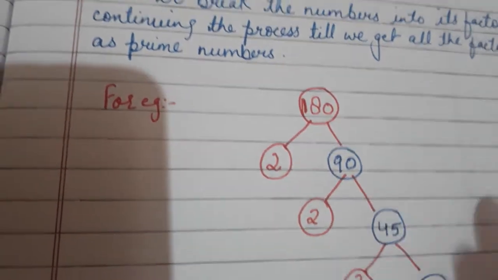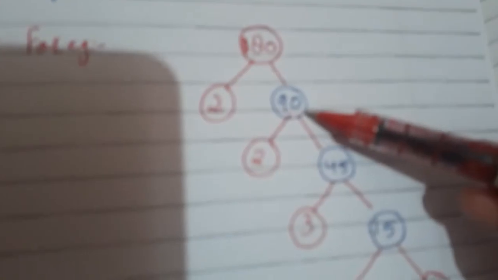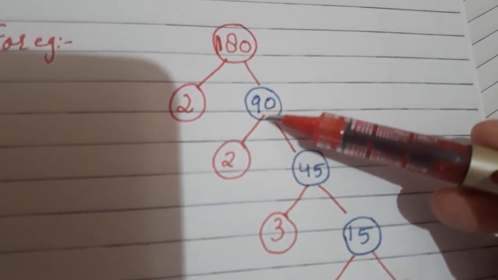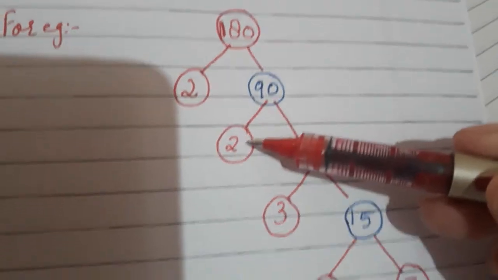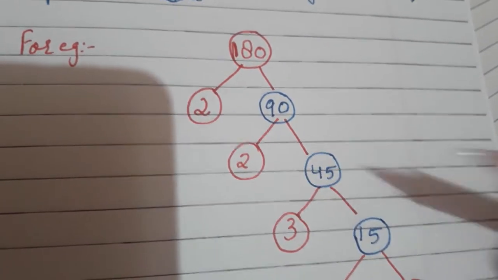So what are you going to do? Going with the definition, continuing the process till we get prime factors, we will continue dividing the number, that is, we will divide 90 again by 2. Now how many times will 2 go into 90? It will go 2 into 45.